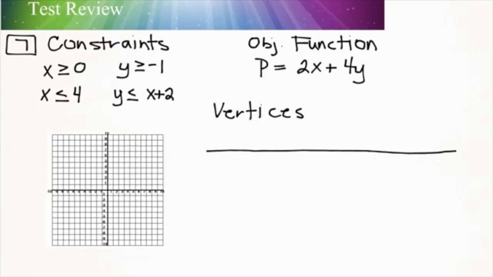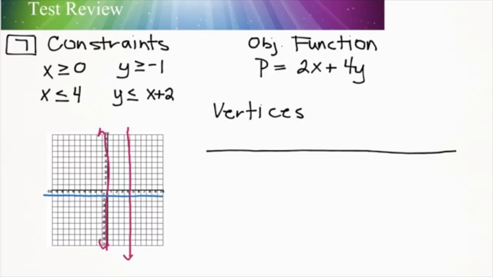Okay, so for number 7, we're going to graph the constraints first. So let's do x greater than 0 and x less than or equal to 4. So we have x equals 0, x equals 4, and then I'm going to shade in between both of these because one's going to shade on the right and the other one's going to shade on the left. But I'm going to wait until I do the other two equations.